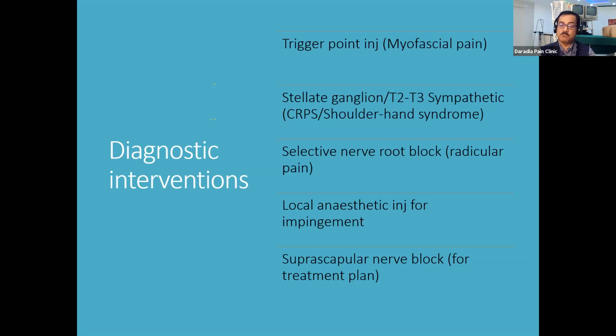Then is your local anesthetic for impingement. This is also very important. As I told you, if you give the local anesthetic just below the acromion, and the patient who was unable to do the Neer test because of pain can now do it after the injection, that means it is subacromial impingement. Similarly, if you give it just below the coracoid, and now the patient is able to do the Hawkins-Kennedy test, that means the patient has subcoracoid impingement. So normally the Neer test and Hawkins-Kennedy test are best combined with the local anesthetic diagnostic block. If you combine both, that gives the best value.